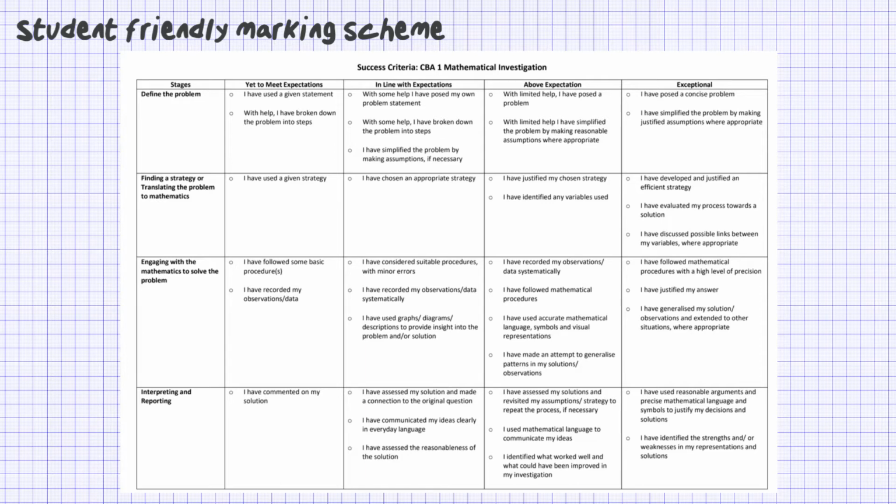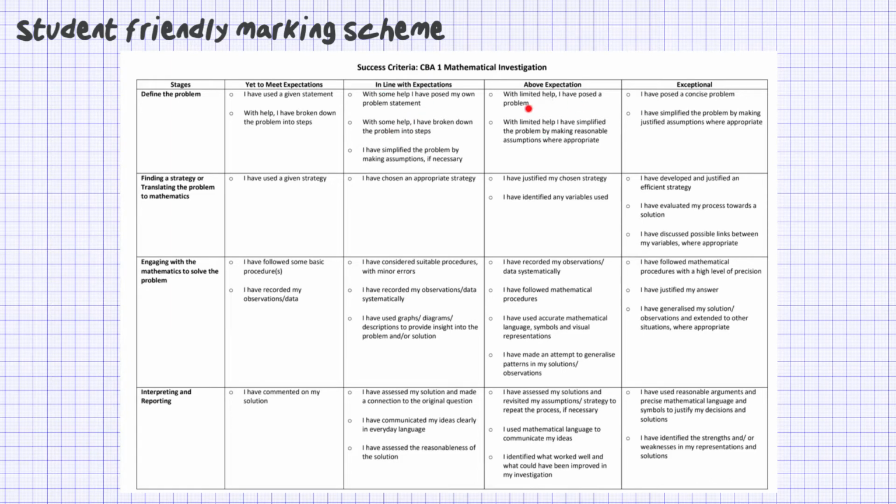What you need to do is define a problem, okay? If you're in the category for yet to meet expectations, you've used the given statement, okay? That means that you weren't able to come up with your own problem, and you had to get me to give you a problem, okay? If you're not able to come up with a problem, then you'd fall into this category. If you came up with a problem with a small bit of help, you need a little bit of help, then you'd fall into this category for that topic, right?